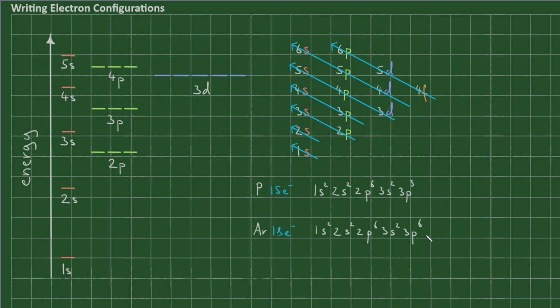Let's do one more. I'm going to pick scandium. Scandium is a transition metal. And in its ground state, it has 21 electrons. As before, I start with 1s and 2 electrons there. I move to 2s with 2 electrons, then 2p with 6 electrons, then 3s with 2 electrons, then 3p with 6 electrons. And now where do I go next?